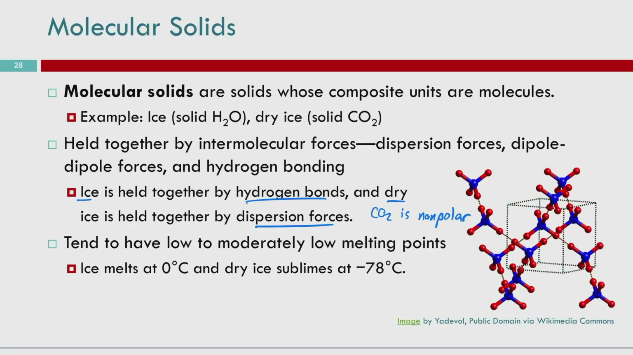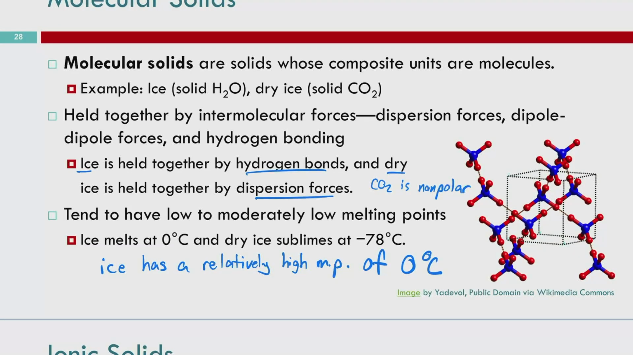Relative to all things that exist at all temperatures, these tend to have low to moderately low melting points. Ice has a relatively high melting point of 0 degrees Celsius, which is not very high. There are other molecular solids that have higher melting points that might get into the hundreds or 200s of degrees Celsius. But generally, molecular solids are going to have low melting points.